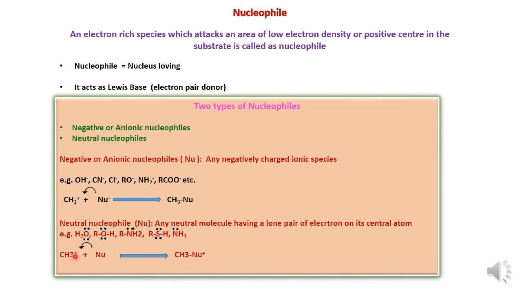Suppose CH3 plus and Nu, which is neutral here. The lone pair of electrons is transferred from Nu to the CH3 plus, and you can get this type of product where the Nu, that is the nucleophile, will get a positive charge. So these are the basic concepts of heterolytic fission or homolytic bond fission, nucleophiles, electrophiles. They are very important in chemical reactions.